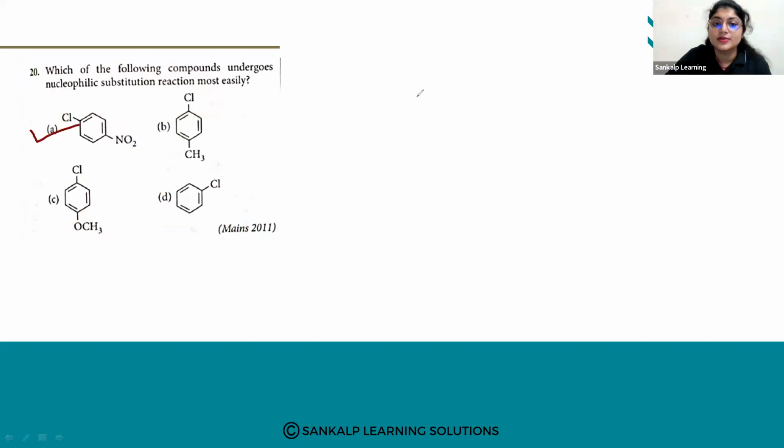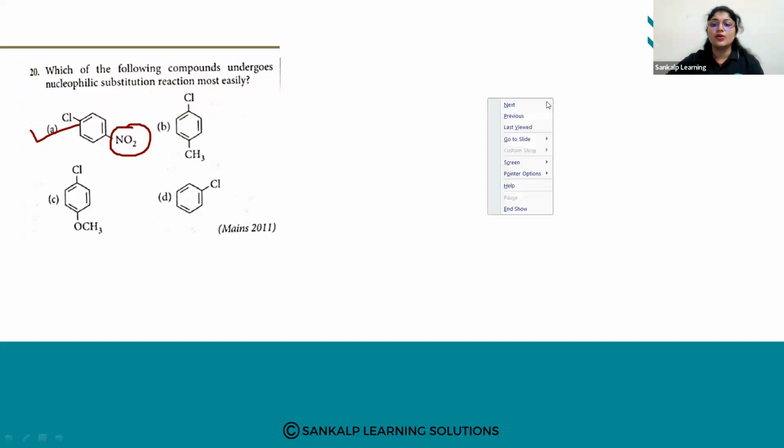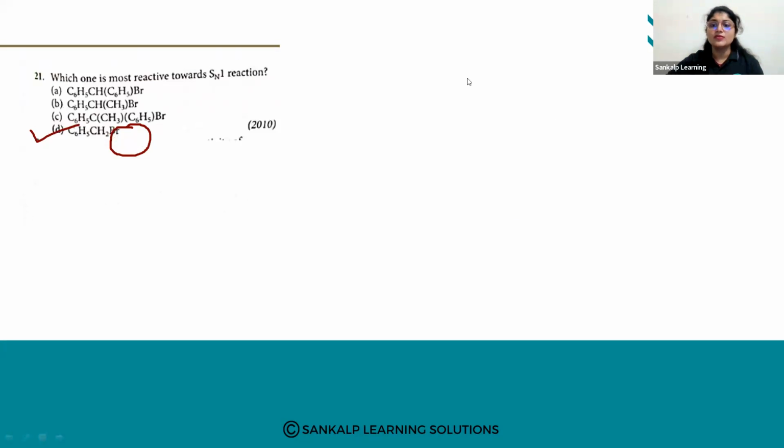A is the answer because among the other options, the nitro group is the electron withdrawing group. We have seen the other groups show plus R effect and minus I effect. Because of the presence of the nitro group, it will readily show an increase in the rate of nucleophilic substitution reaction. So we'll go for the next one.